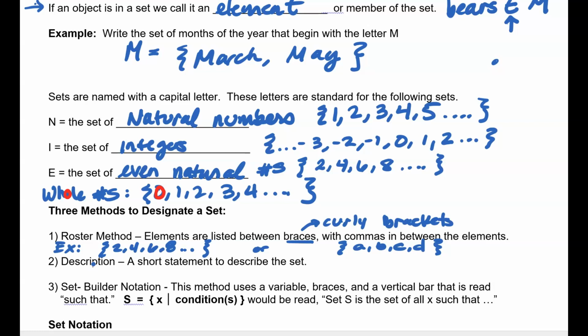So a description would be like what I did earlier, if I said M is the set of all mammals. That's the type that takes the longest to write, because you actually have to write it all out. And then the last one, I think this is the one that's probably the most confusing for students. It just takes a little while to get used to.